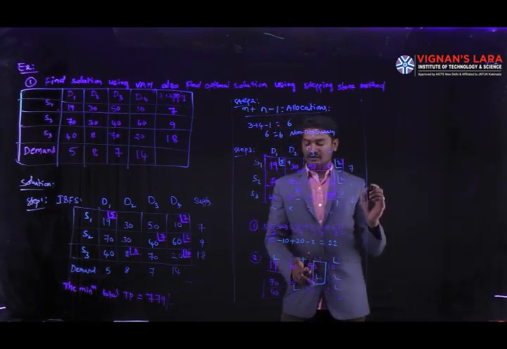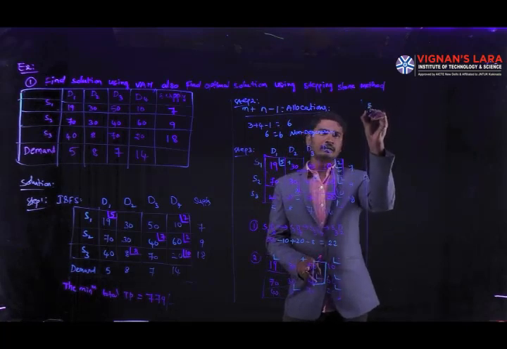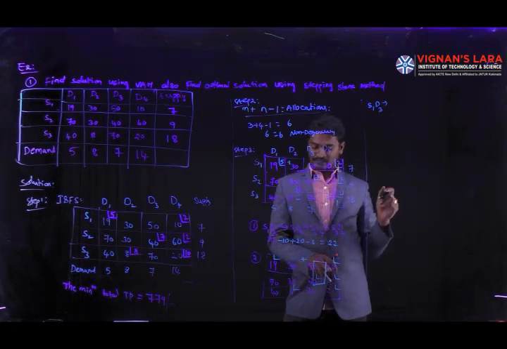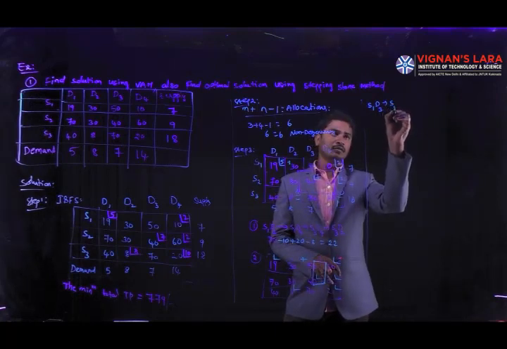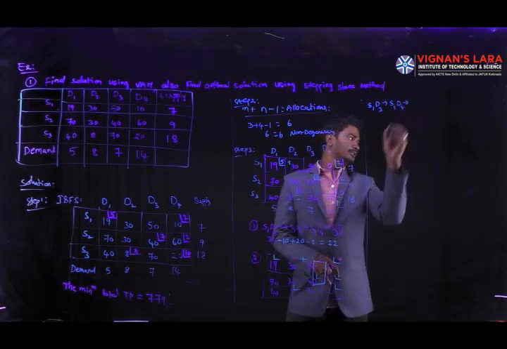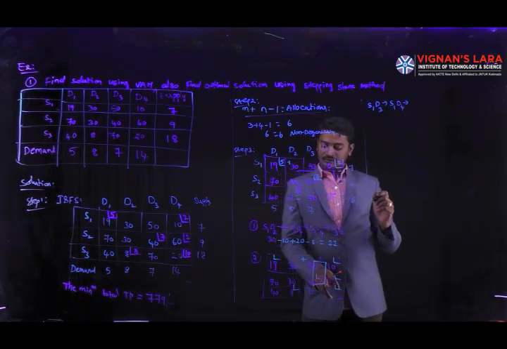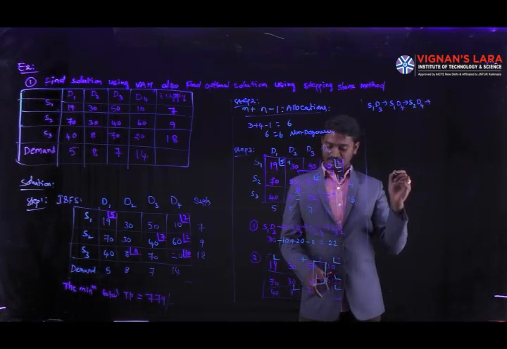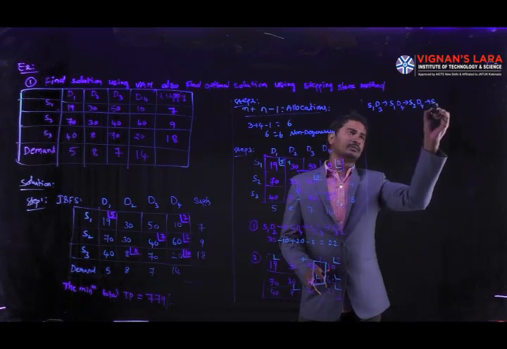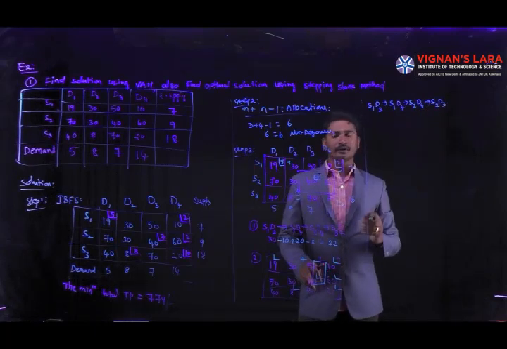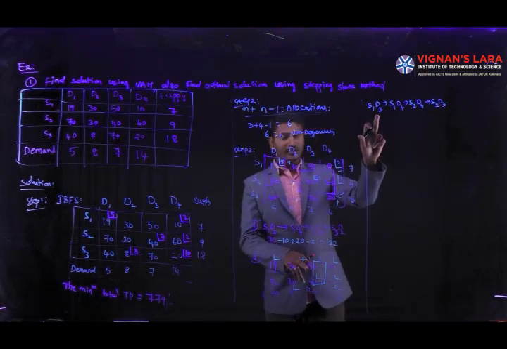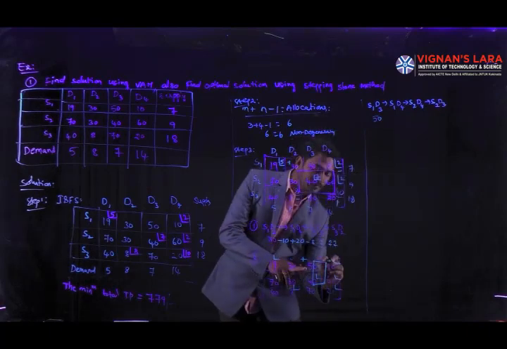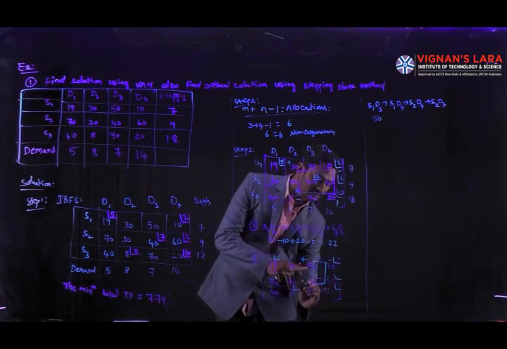Okay, the loop is started with S1 D3, next S1 D4, next S2 D4, next S2 D3. Okay, at S1 D3 how much cost is there? 50, and the sign is positive, then negative, positive, negative.